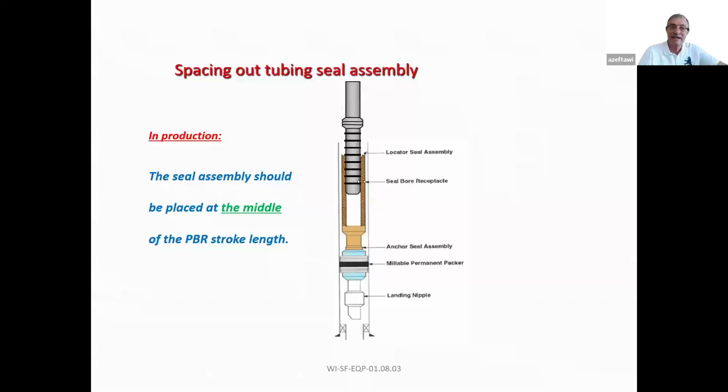Guys, if the leak is here, you know what you do? Just run a plug, a wireline plug, and put it in this landing nipple. By putting this plug in the landing nipple here, you prevent the flow. Look, guys, I didn't ask you what is the solution. I asked you, what should you do to prevent the leak? To prevent the leak, put a plug here. Once you put a plug here, you prevent the flow. Now you can pull the completion, change the tubing seal assembly, and put in a new one. Just put a plug in the landing nipple. That's it. As simple as that.